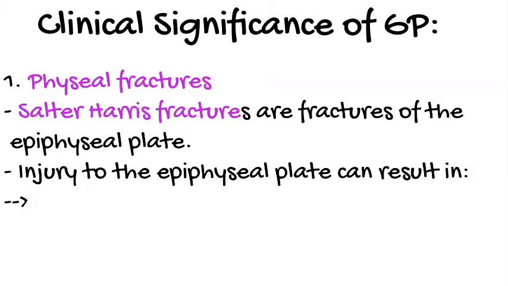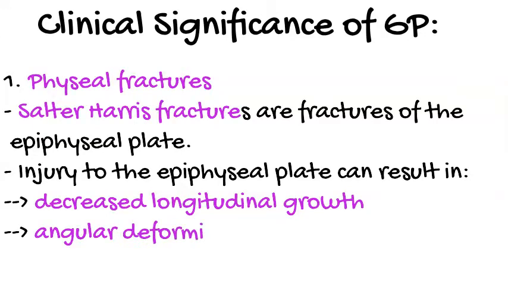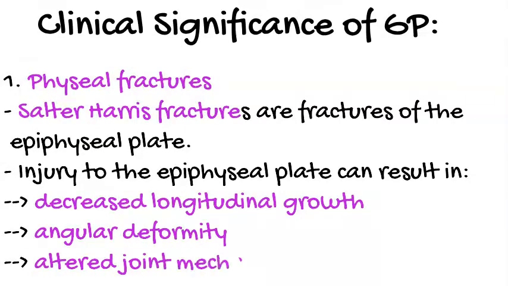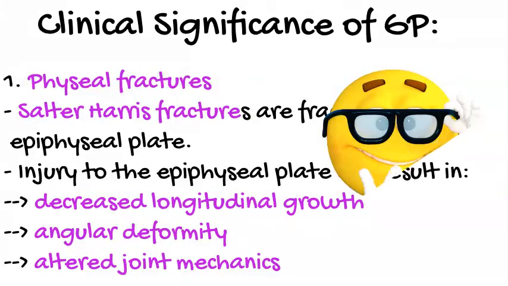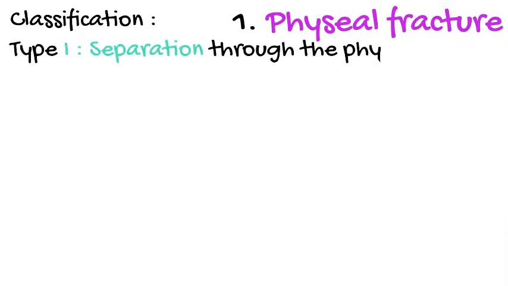Number 1, the clinical significance is the physeal fracture. The common classification that we use is the Salter-Harris classification. Salter-Harris fractures are fractures of the epiphyseal plate. Injury to the epiphyseal plate can result in a decrease in longitudinal growth, angular deformity, and altered joint mechanics. The classification starts with type 1.